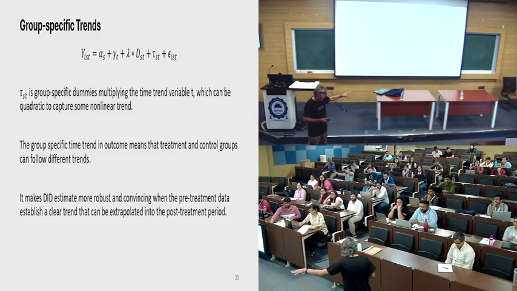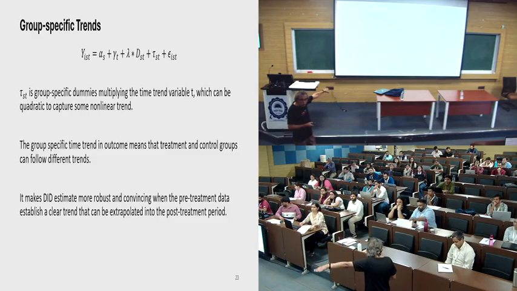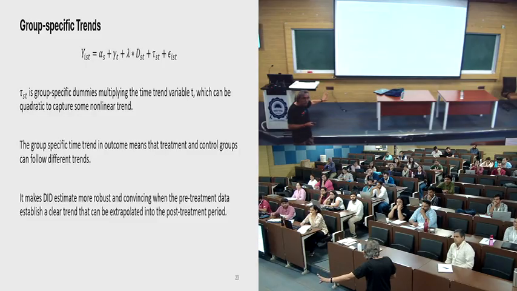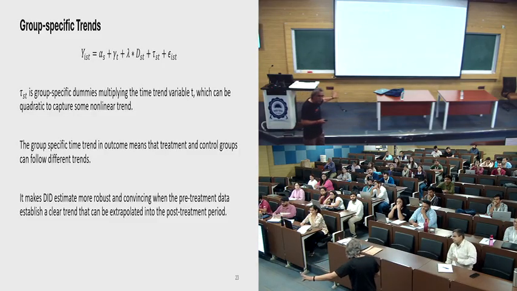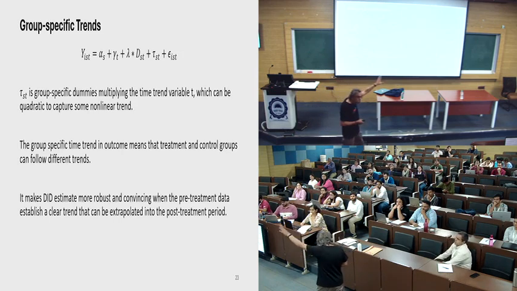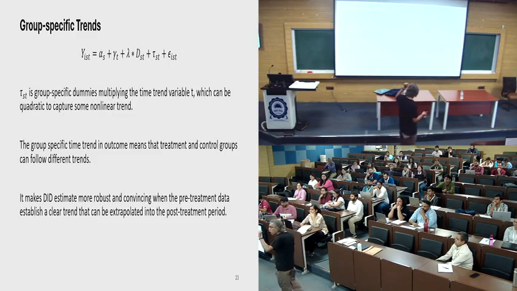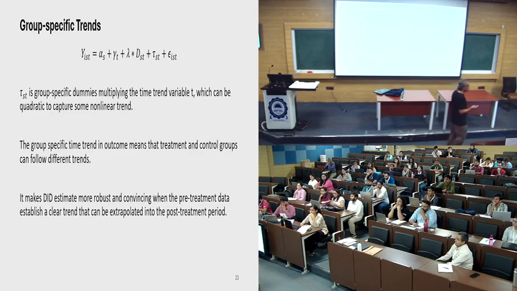Remember, I want to break away from the assumption that they follow the same trend. So in the pre-treatment period, I want to analyze their trend. Once I analyze their trend, I want to superimpose that trend on my post-treatment period. And I want to do that simply because I claim that that would make my DID a lot more robust, given there is a change in the trend. Okay.